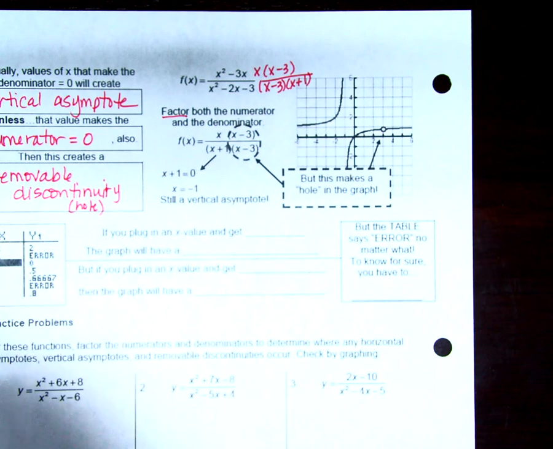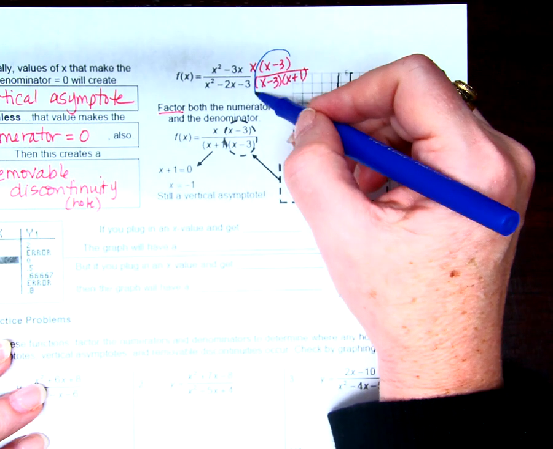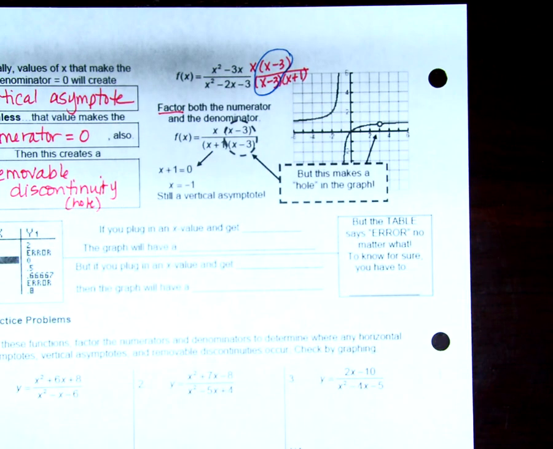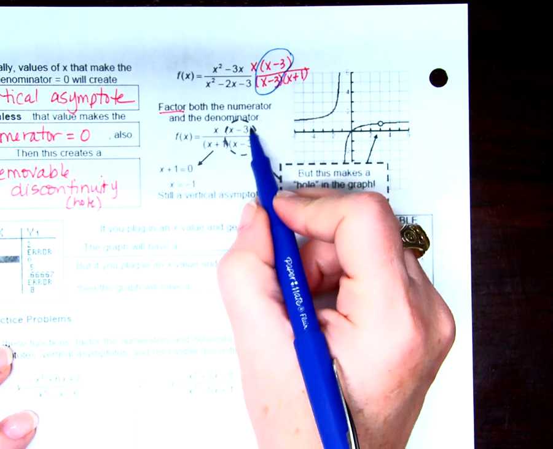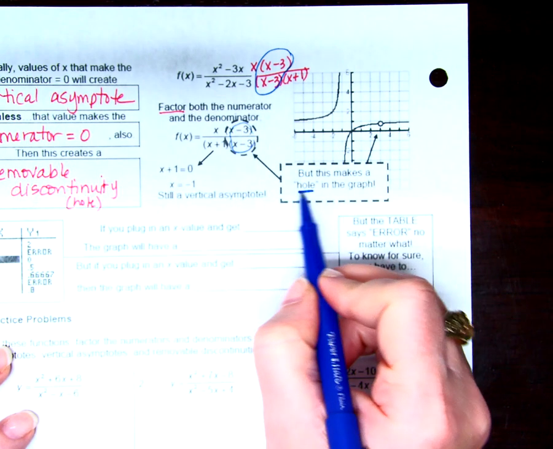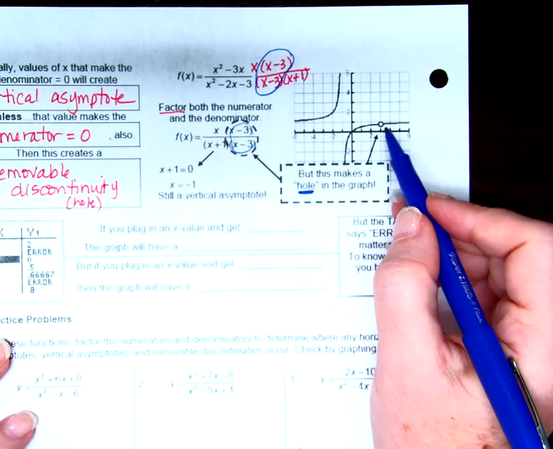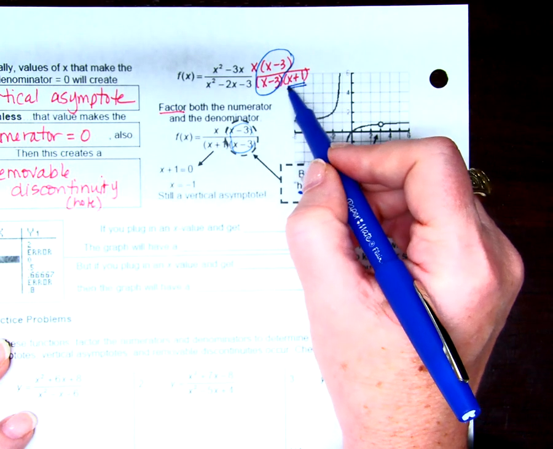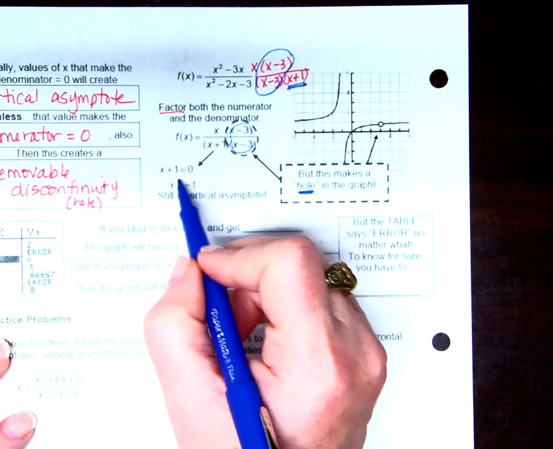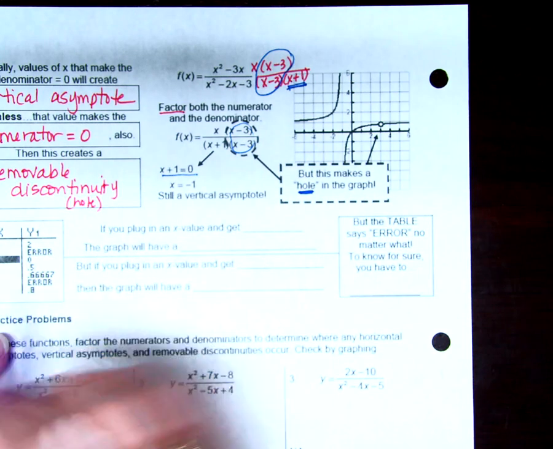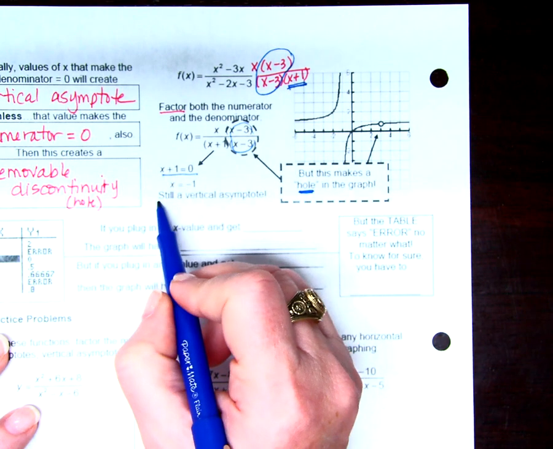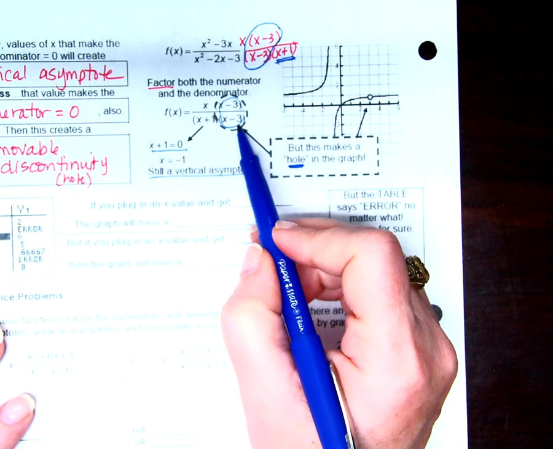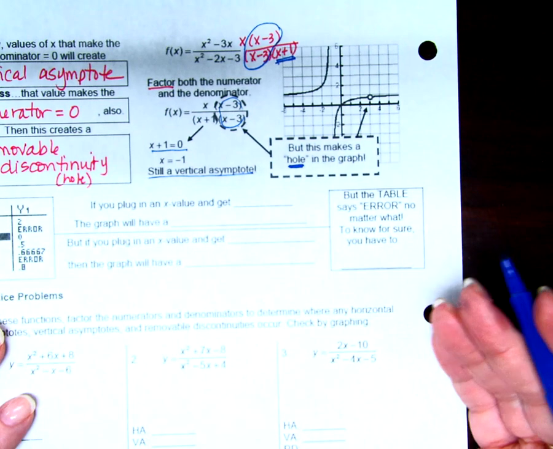And in this particular problem, what I need you to know is that both numerator and denominator have an x minus 3. When both numerator and denominator have the same factor, like this, that's what creates our hole, and the graph looks like this. The other factor in the denominator that is not in the numerator creates a vertical asymptote. So I set that equal to 0 to know where a vertical asymptote is. I set this one equal to 0 to know where the hole is.